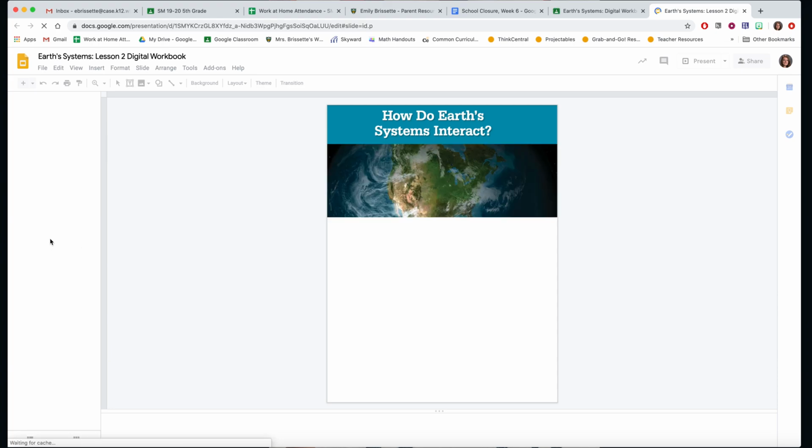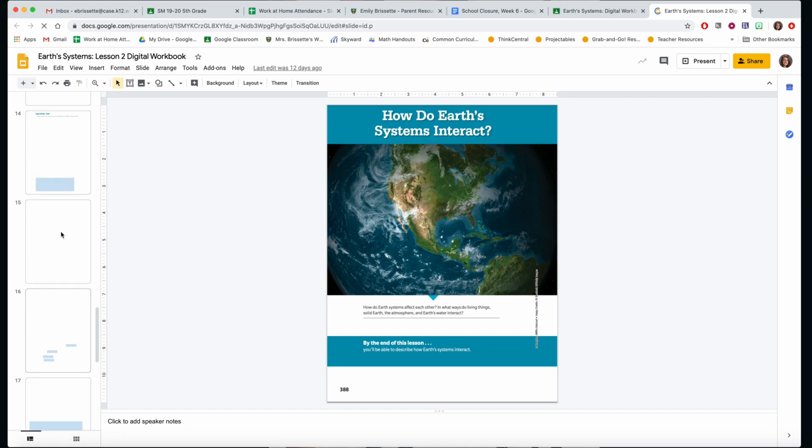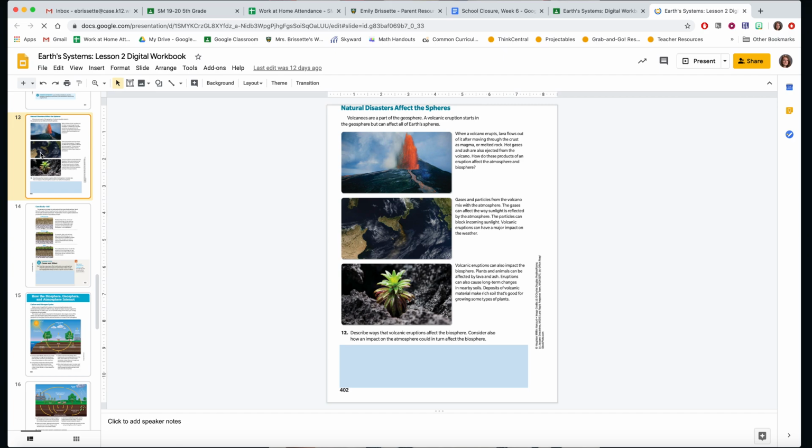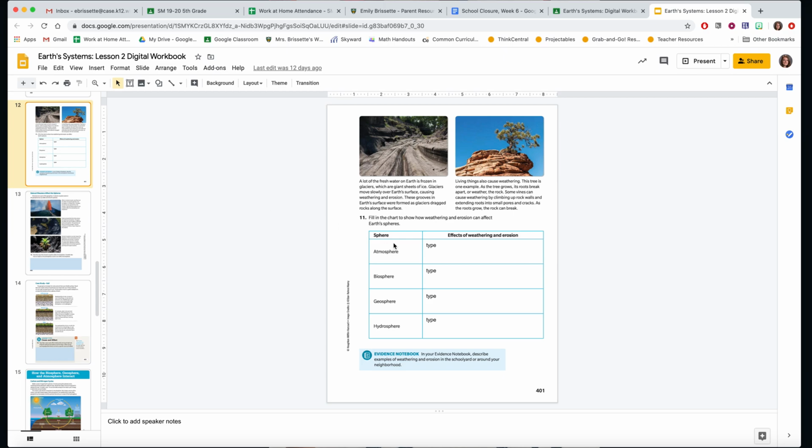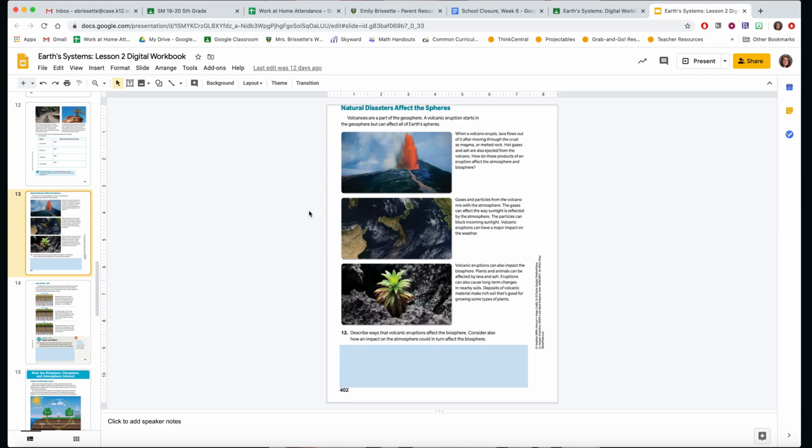Science workbook, we're on pages 12 and 13. So it looks like we're going to read about how natural disasters affect the systems of the, wait, did I say 12 and 13? 12 and 13, so I need to back up one. We're going to finish reading here, and then you'll talk about weathering and erosion, how it affects the atmosphere, the biosphere, the geosphere, and the hydrosphere, or how it's affected by those things. And we're also going to talk about natural disasters and their effect on the different spheres of the earth, with one question down here for you to answer.